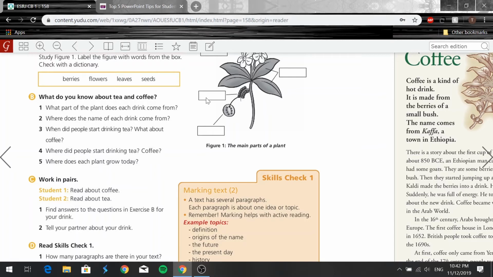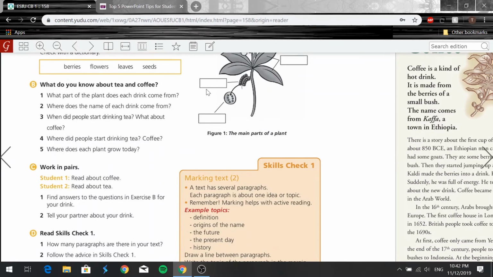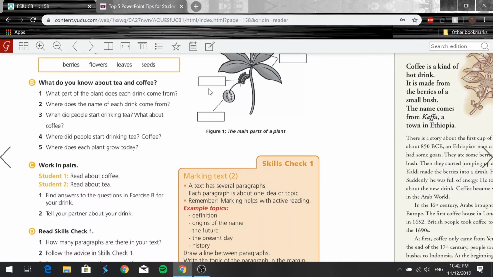Where does the name of each drink come from? Well, Kaffa, right, the Ethiopian town, that's where coffee comes from, and tea comes from Tai, the Chinese word. When did people start drinking tea? And what about coffee? Well, people started drinking coffee at about 850 CE, and people started drinking tea about 2700 BCE. Wow, the difference is insane. Where did people start drinking tea? What about coffee? Right, so people started drinking coffee in Ethiopia, while people started drinking tea in China.